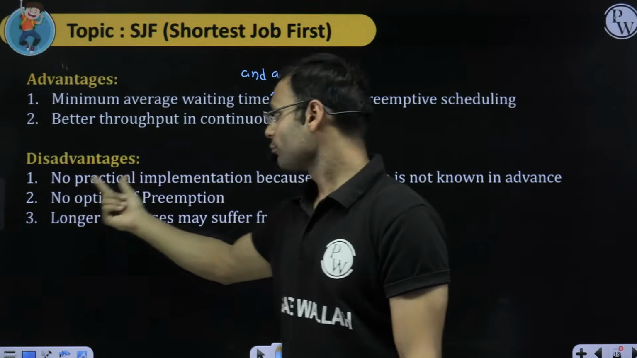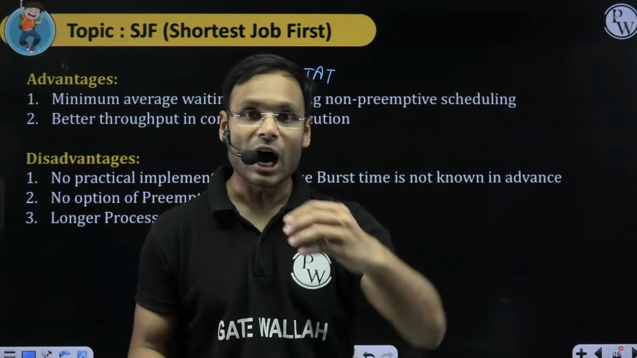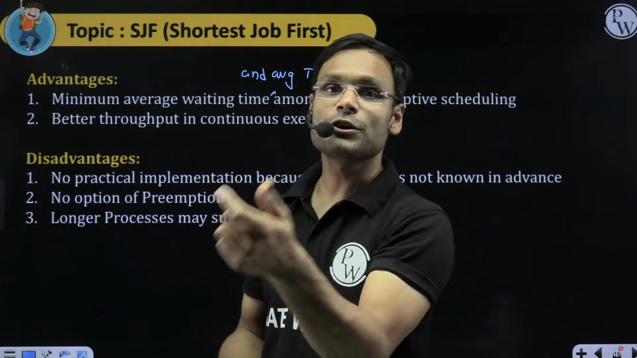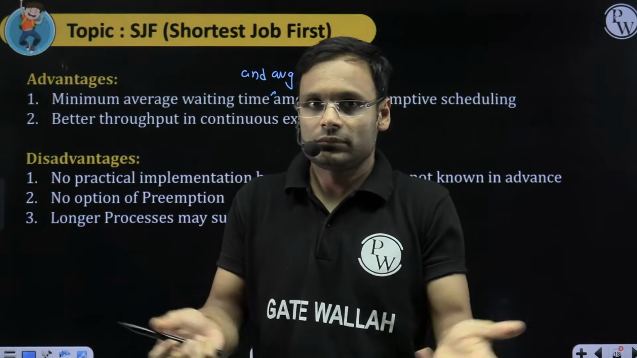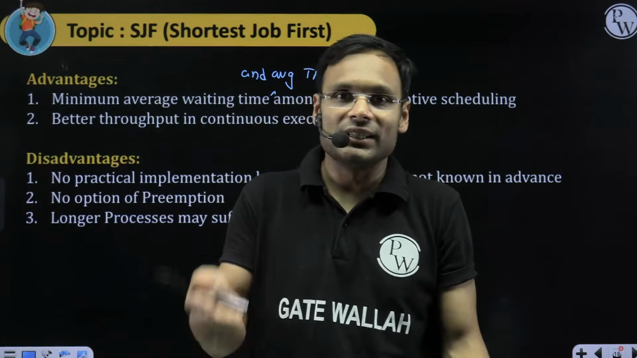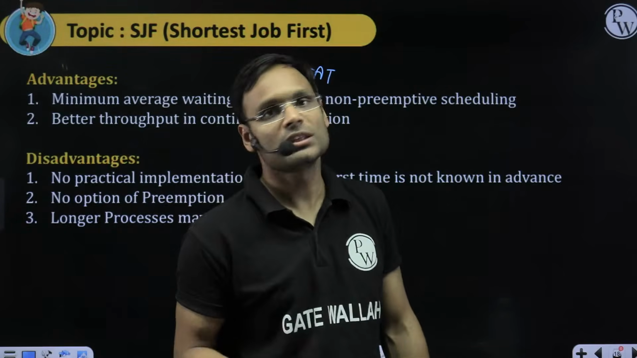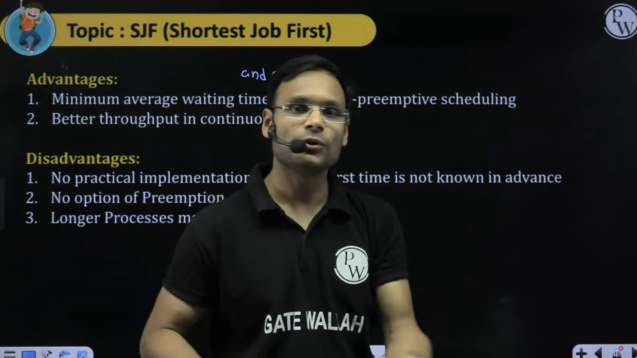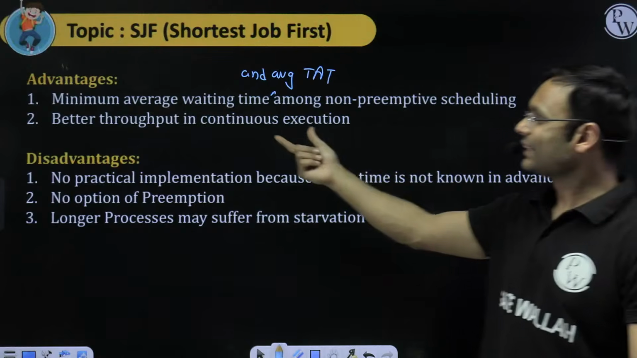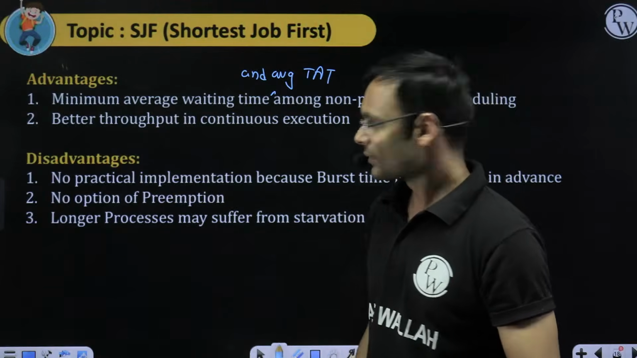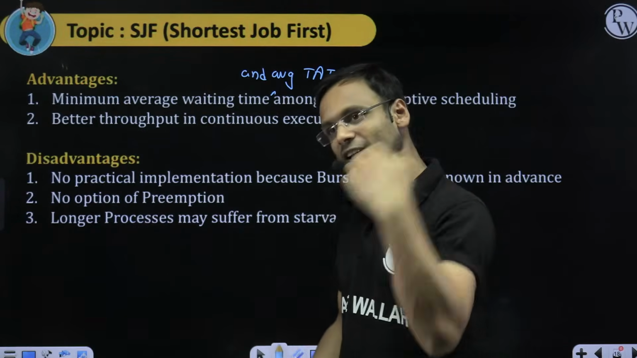Disadvantages are more. The first disadvantage is that this is not practically possible. Why? Because how will the operating system understand which process will run for how much time on the CPU? How will the operating system know, when a process arrives, how much time it will take to run on the CPU? A process can run for any unit of time. So burst time is not known in advance, hence practically this algorithm is impossible. The second thing is that preemption is not possible. Once a process is scheduled, it will run completely.